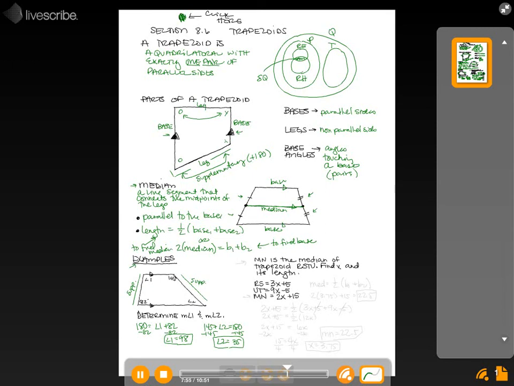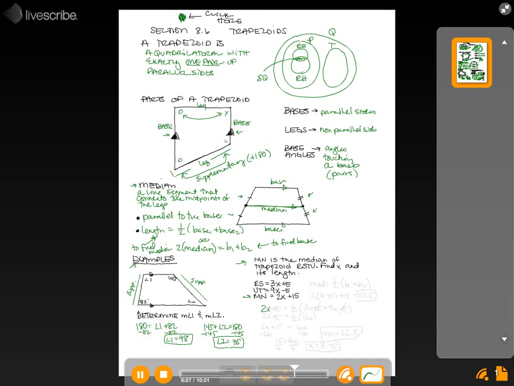One for each leg. Now, the other example here says MN is the median of trapezoid RSTU. Find x and its length. Okay? The median's length. They tell us that RS is 3x plus 5, UT is 9x minus 5, and MN is 2x plus 15. Now they tell us that this one is the median. Okay, that's the important part. So we know which one we're going to use to find the median. So we'll set this up. We're going to use that first formula.